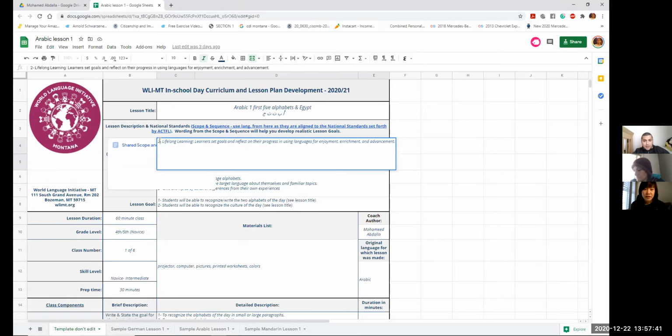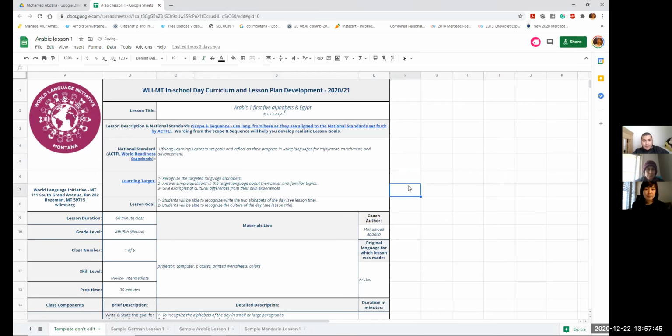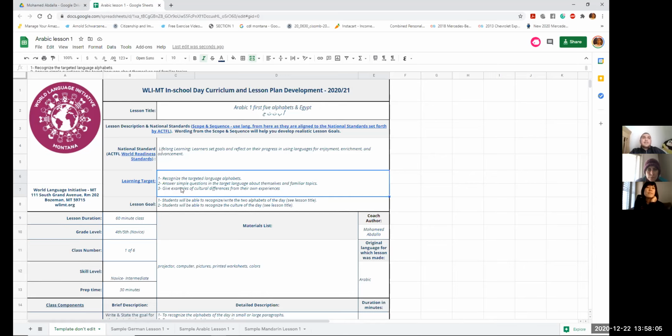Okay, let's put this. We got this done. Nice, that's awesome. That looks good. Okay, learning target. I said recognize the targeted language alphabet. I said recognize, just know what it is, or even when they look at it, they kind of know it is Arabic. Because I was surprised with the fact that I remember when I was in the summer program.